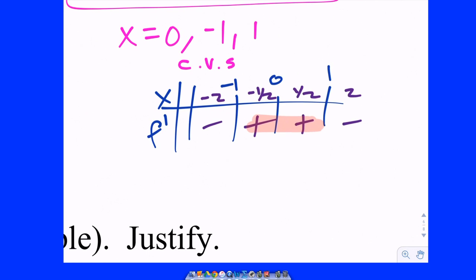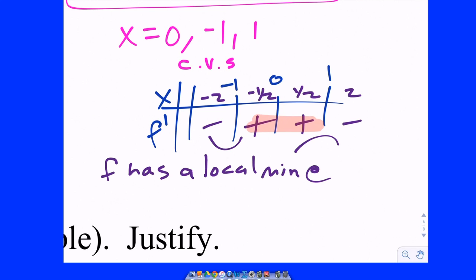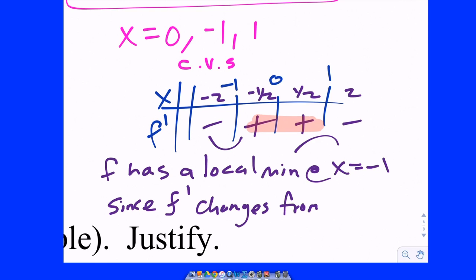So by the first derivative test, we'll say f has a local minimum. If you want to draw them like that, I still like to draw them so I can see them. A local minimum at x equals negative 1, since f prime changes from negative to positive. Where does it change? At the same place, at x equals negative 1. And at x equals 1, you would say f has a local max at x equals 1, since f prime changes from positive to negative at x equals 1.